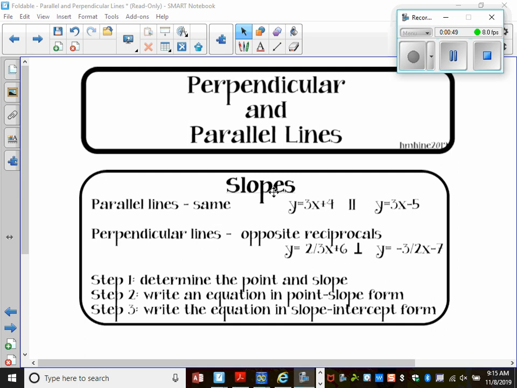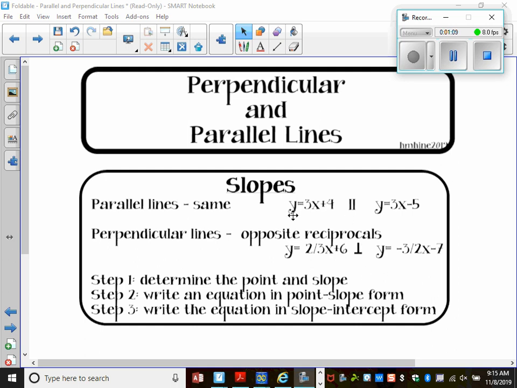And guys, this is the symbol for parallel right here. Okay, it looks like two lines. So you'll use that symbol when you get to geometry. And this is the symbol for perpendicular. Okay, it looks like an upside down T. That's the symbol for perpendicular.